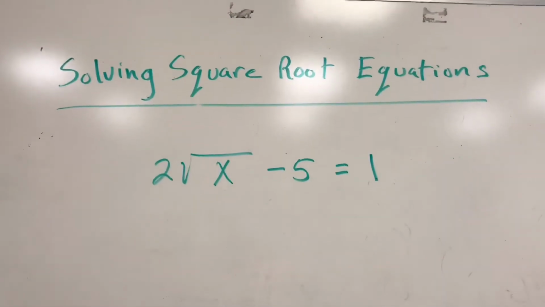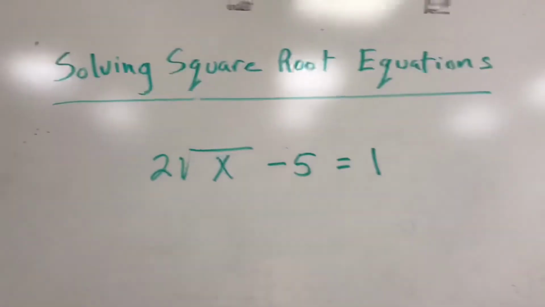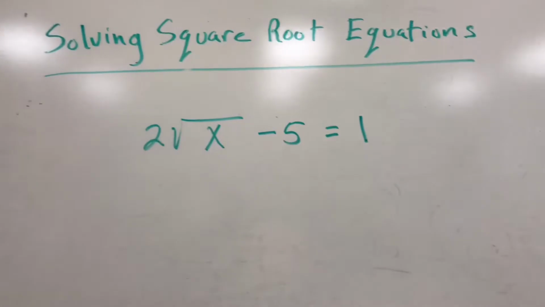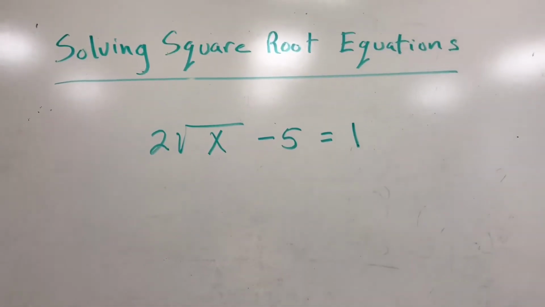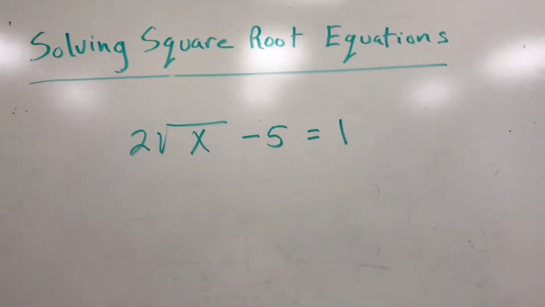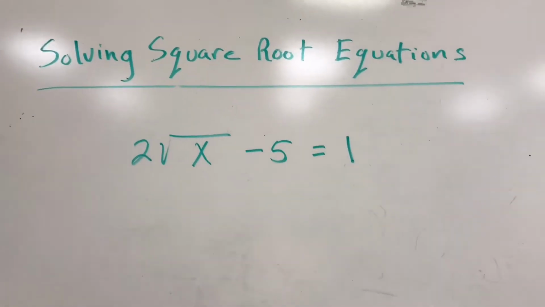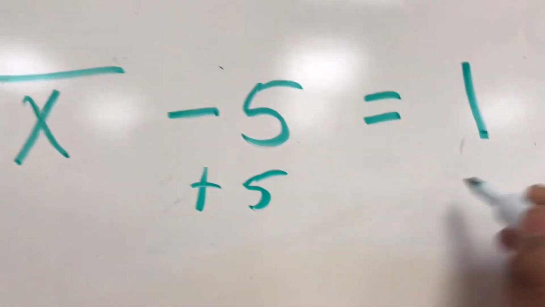For this example, we now have 2 times the square root of x minus 5 equals 1. We have 2 operations on the outside occurring to the square root radical. I have a multiplication of 2 and I have a subtraction of 5. Remember, in inverse operations, you have to use PEMDAS backwards. So the first thing we're going to do is get rid of the minus 5 by adding 5 to both sides of the equation.